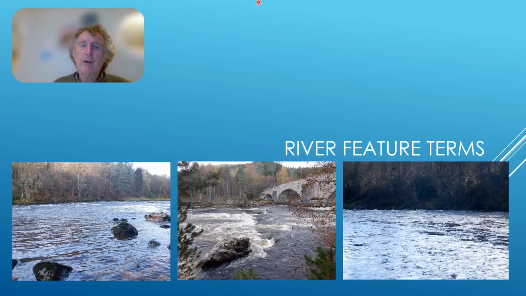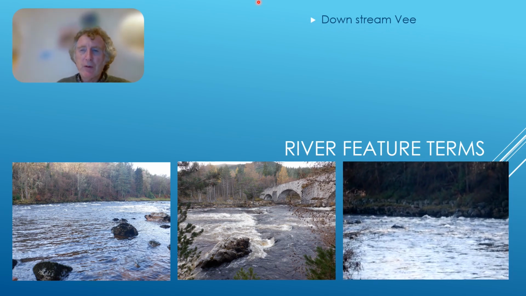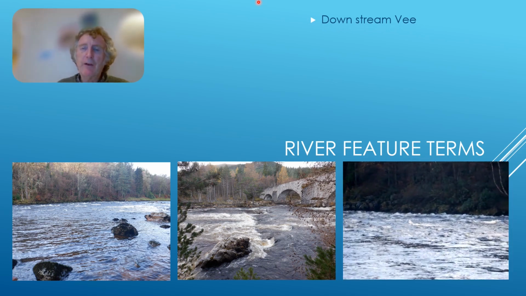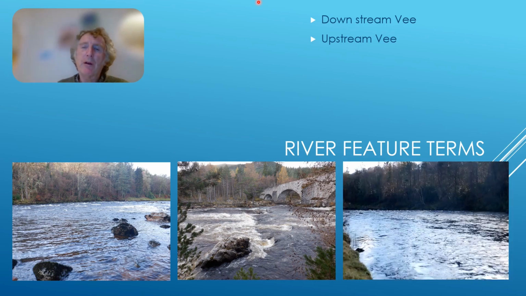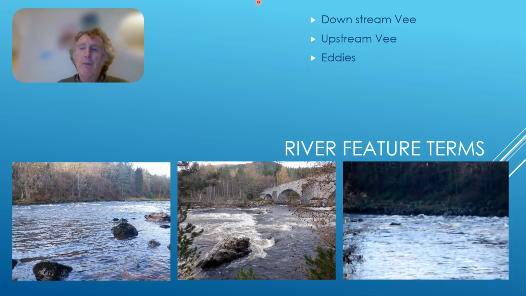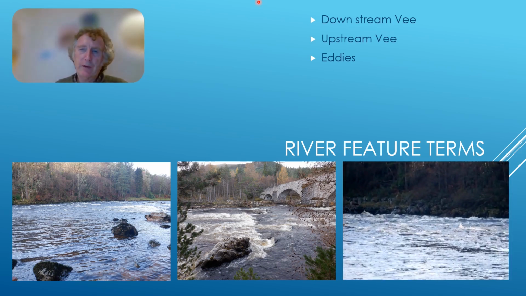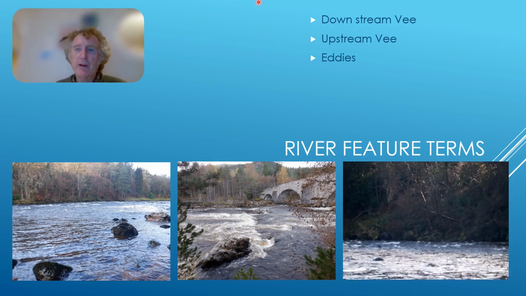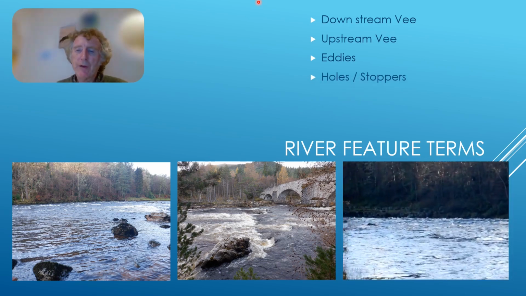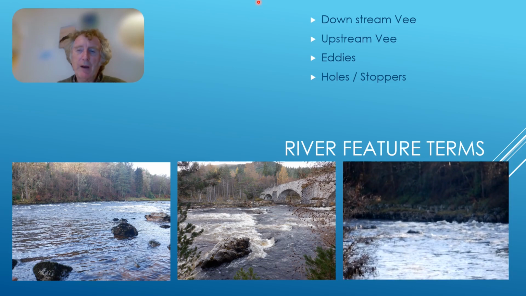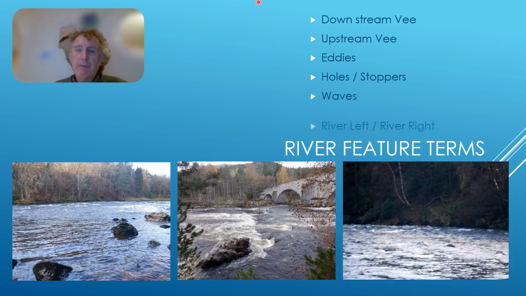Okay, so here we're going to look at some river features. We'll look at the downstream V, telling you where the main current is. We'll look at upstream Vs, which are an indication of where a rock is. We'll look at eddies, which are slower moving water circulating in the opposite direction to the main flow, off to the sides usually, or behind the obstruction. We'll look at holes and stoppers, which can be hazards. And we'll look at waves.